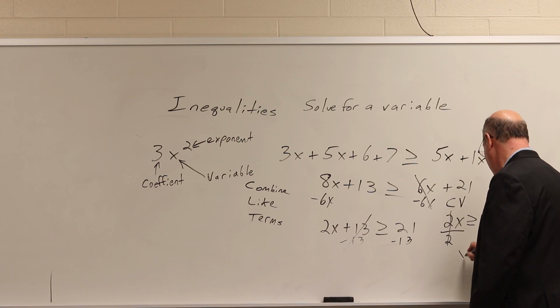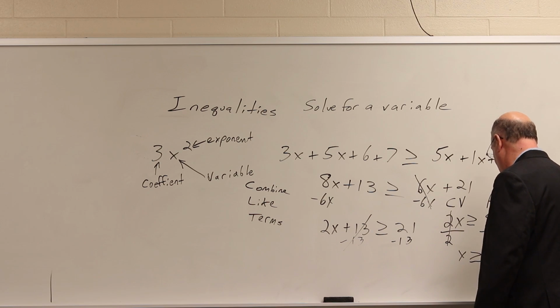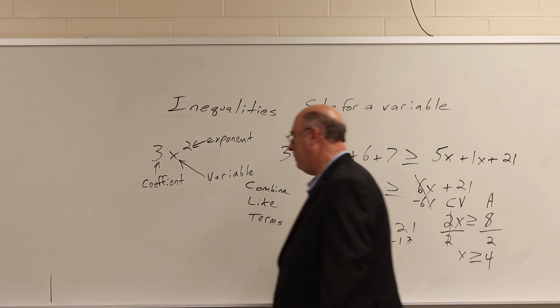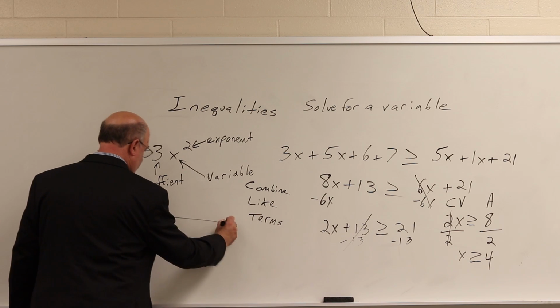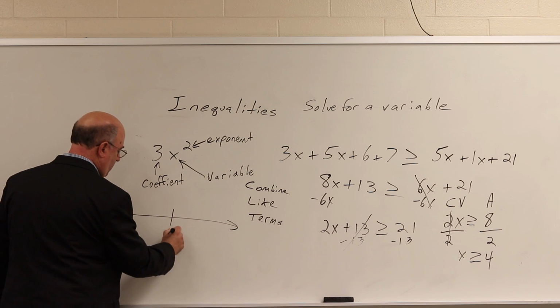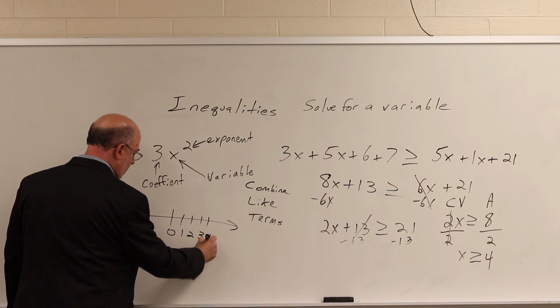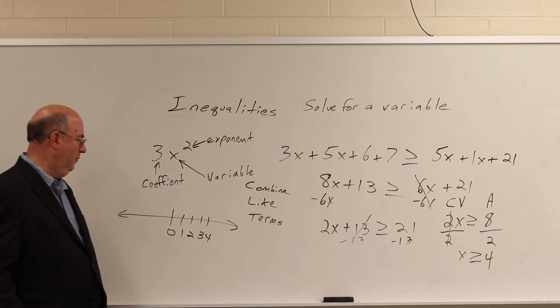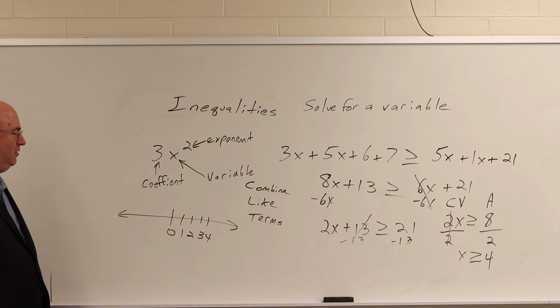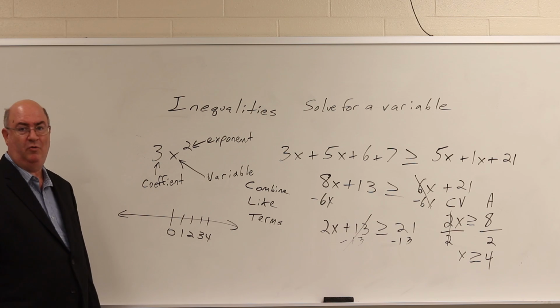2x, divide by 2. X is greater than or equal to 4. Okay. Number line. 0 in the middle, 1, 2, 3, 4. Sounds like a Beatles. Okay. All right, that goes way back. All right, anyway, x is greater than or equal to 4.